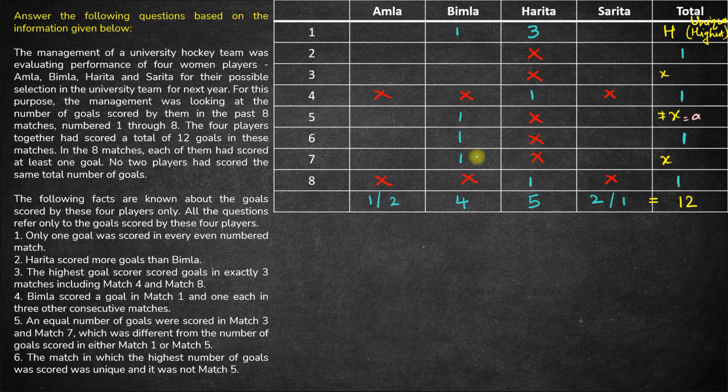So the least possible value of x is 1 and the least possible value here will also be 1. And in match 6, if total 1 goal has to be scored and that has already been scored by Bimla, so no goal will be scored by A and S in these matches. Okay? Fine. Now let's see what is the total that we have so far.